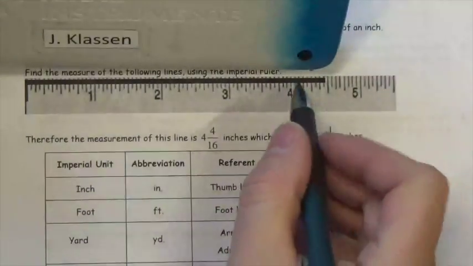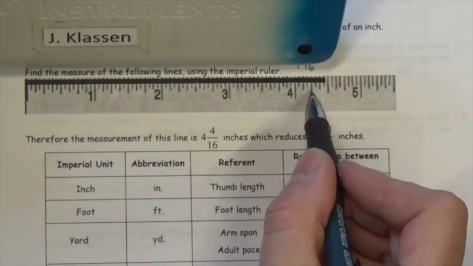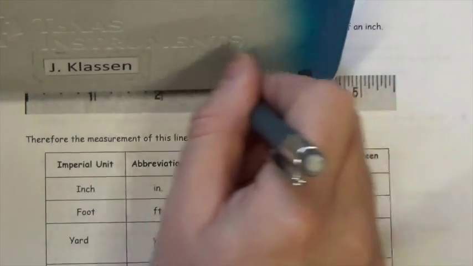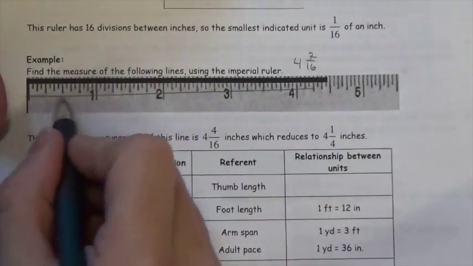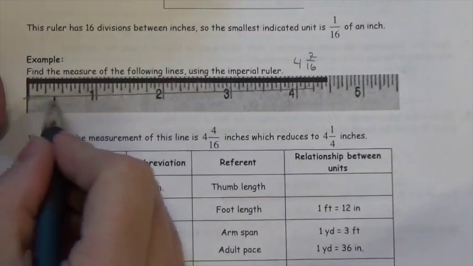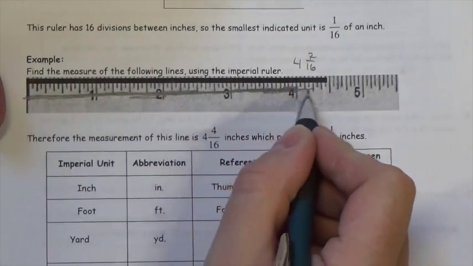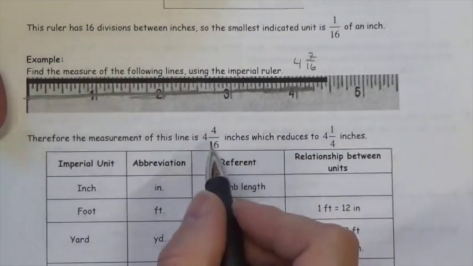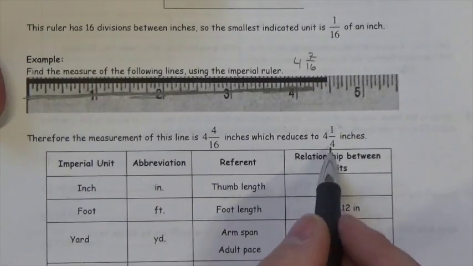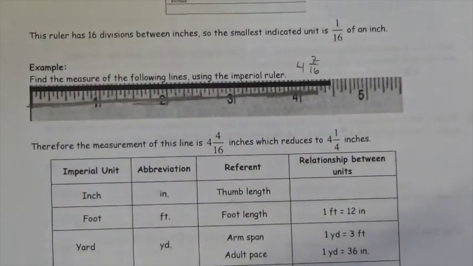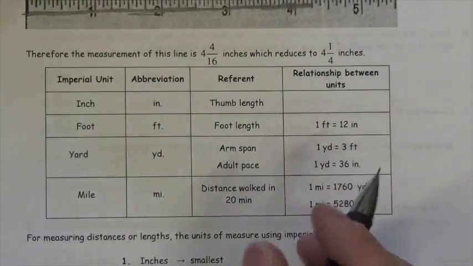So 4 4/16ths. Here's 4. 4/16ths would be 1, 2, 3, 4 right here. So that line would look something like that. Okay, that line, and I'll darken that up a little bit here so it's clearer. This line here would be my 4 inches and 4/16ths. And see, then what we would do with that 4/16ths is then we would reduce it to 1/4, so 4 1/4 inches. Okay? So, let's have a quick look. Just like we did with the metric system, we're going to think about what some references are.